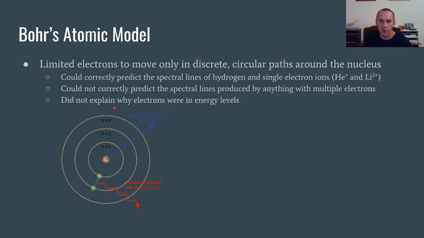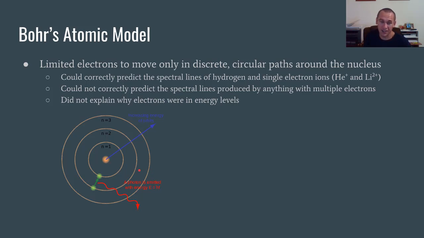So this is a summary of Bohr's atomic model. Remember, we've got the nucleus in the middle. Electrons orbit in circular paths around it, and it takes a specific amount of energy to move an electron up, or an electron emits a certain amount of energy to fall down. That extra energy is emitted as light, and the frequency or color of light tells us how much energy the electron lost when it fell between energy levels.